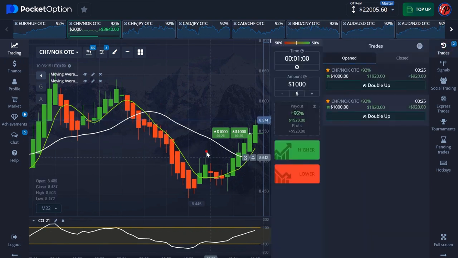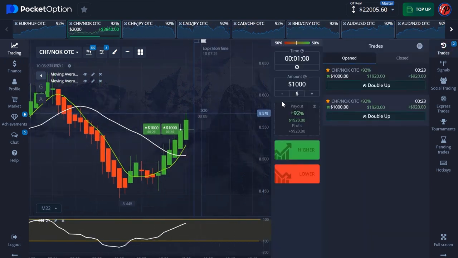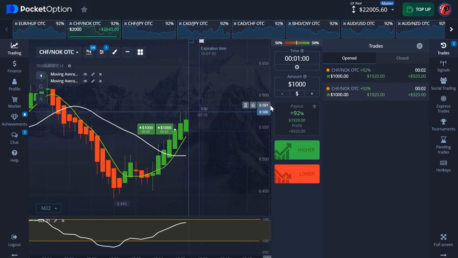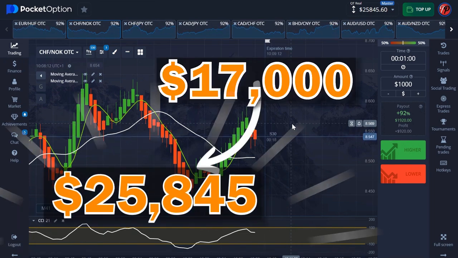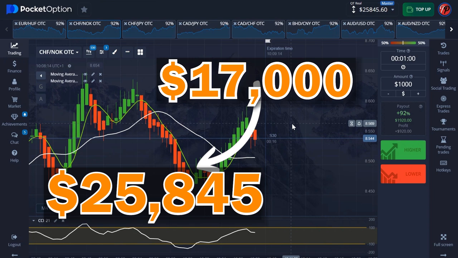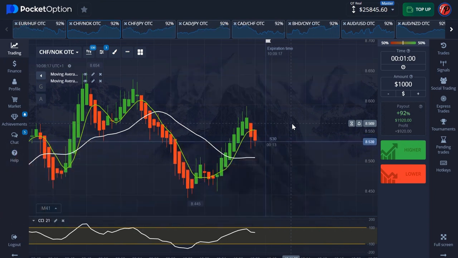So guys, let's wait and see if this is going to be a good one. We have like 22 seconds left. All right, a good one here, guys. So guys, this is where I'm going to stop on today's trade, from 17,000 to over 25,000. So I made over $8,000 on this particular trade, so I'm actually good.